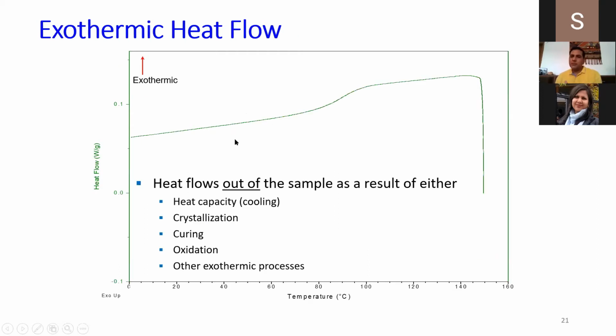Then this is the exothermic part. You are cooling the sample, so you are taking heat out of the sample. So your heat flow value would be completely in the positive part only. So what will happen in this case? You would have the crystallization, you would have the curing also, and you would have oxidation in this particular process only.